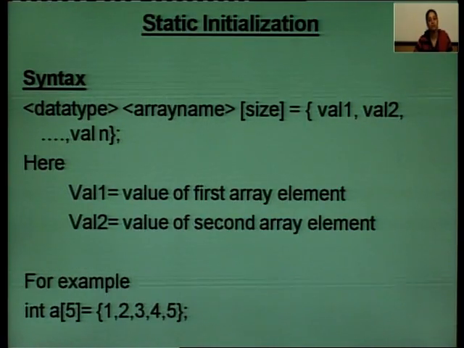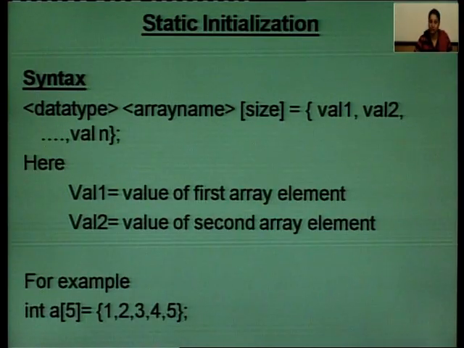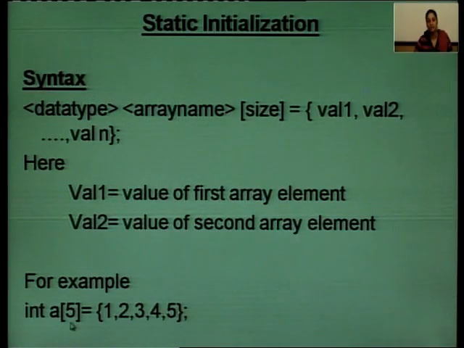Here value 1 is the first value in the array and value 2 is the second value. We store these values in sequence, and the array maintains that sequence. For example, int a[5] = {1, 2, 3, 4, 5}. Here 5 elements are stored in a: 1 is stored in a[0], 2 in a[1], 3 in a[2], 4 in a[3], and 5 in a[4]. These are the 5 values stored in a.